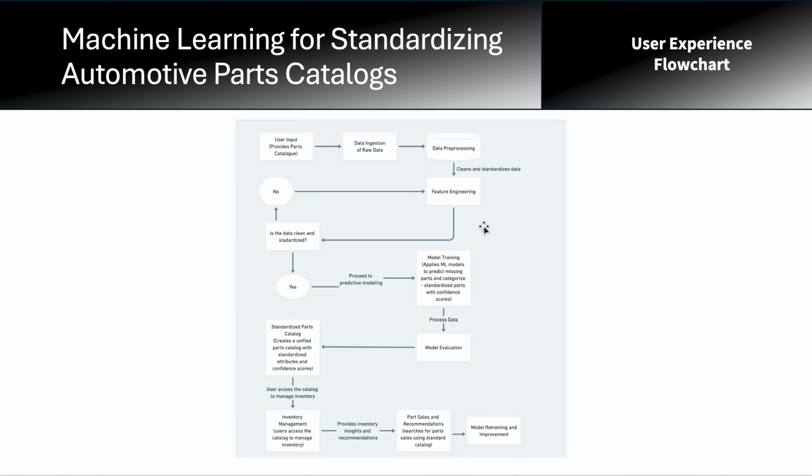And then we can let users access this catalog to manage inventory. With inventory management, users can access the catalog to manage their inventory, and they can provide inventory insights and recommendations off of this data. And then it goes to part sales and recommendations, where users can search for parts using the standardized catalogs. We can facilitate part sales, providing accurate information and pricing.